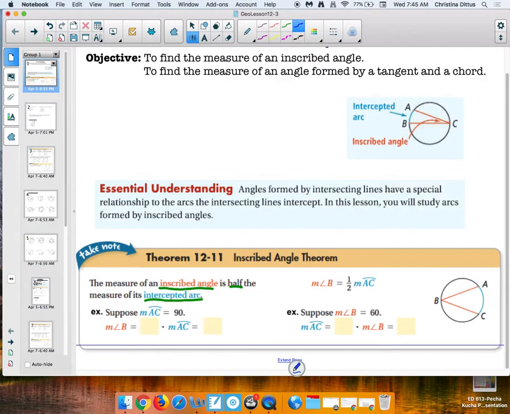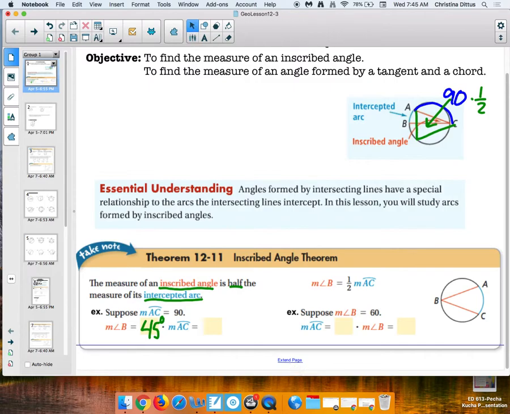So what I like to think about, we'll go back up here, is that it says pretend the measure of AC, so that'd be this arc, is 90, and you're bringing in an inscribed angle. Well, if you bring it in, you're going to half it. So if I half 90, or divide by 2, that angle is 45 degrees.